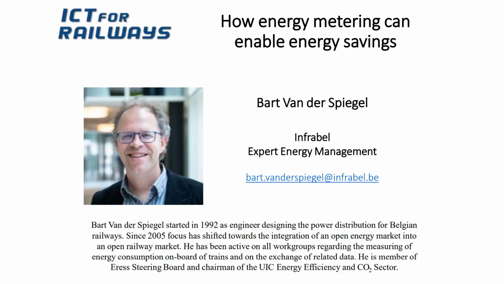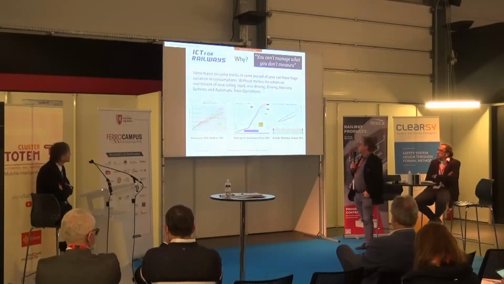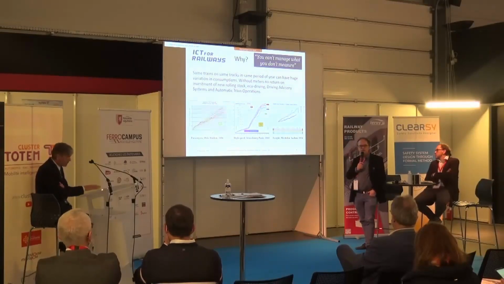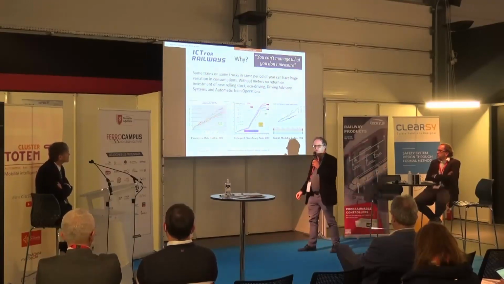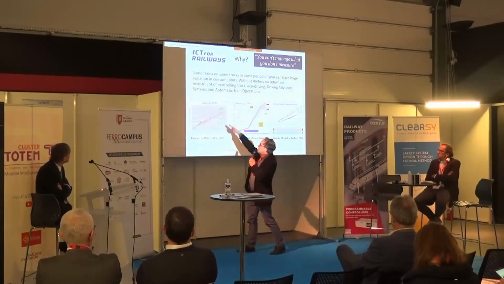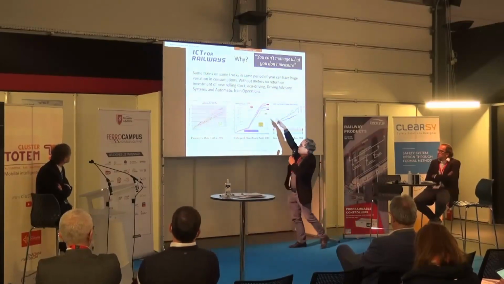So here are 3 examples of a passenger train, high-speed train, and freight trains. It's on the same line, the same, huge variation in the energy consumption of these trains on these lines.